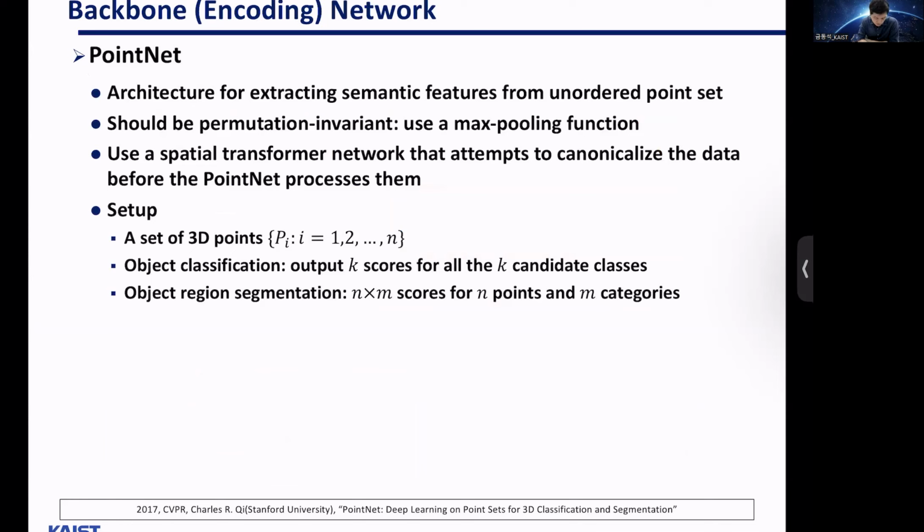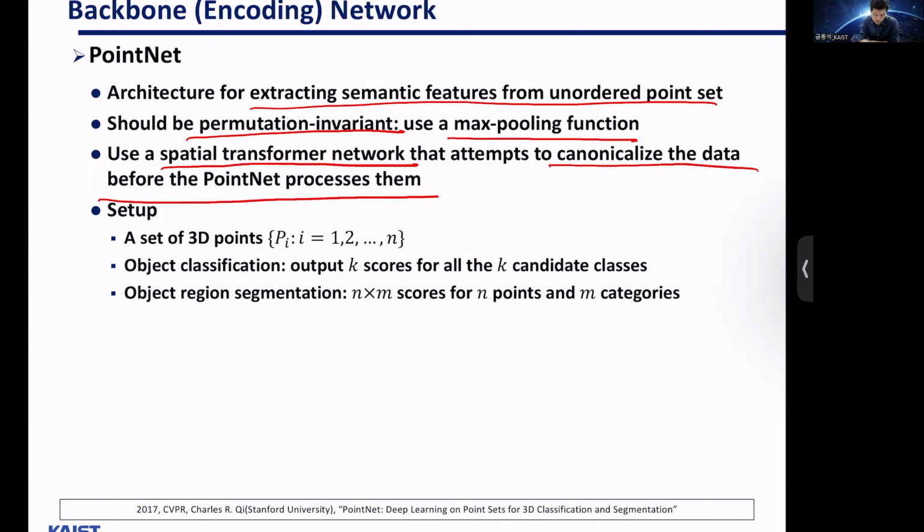Let's go over these bullet points. PointNet is an architecture for extracting semantic features from unordered point sets. It should be permutation invariant, which is resolved by the max pooling function. Use a spatial transformer network that attempts to canonicalize the data before PointNet processes them.